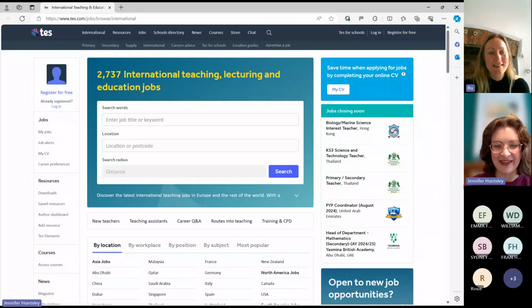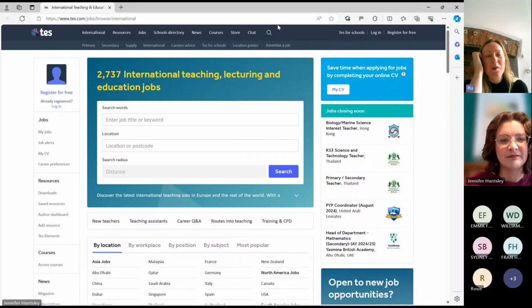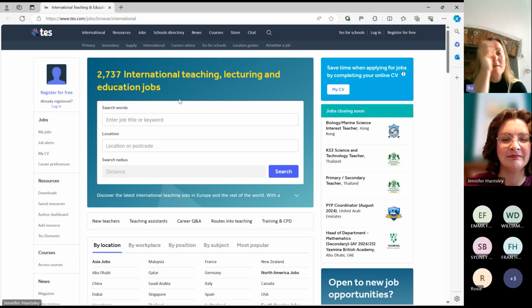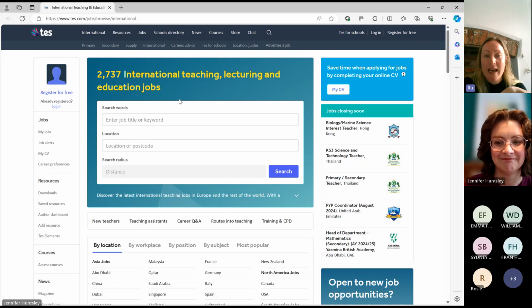Yeah, that's brilliant. So you'll see when you go on to TES International, there are lots of things to say about how you actually apply. Let's start with how you look. This is the prime area, I would say, for reputable schools to advertise the jobs that they have.